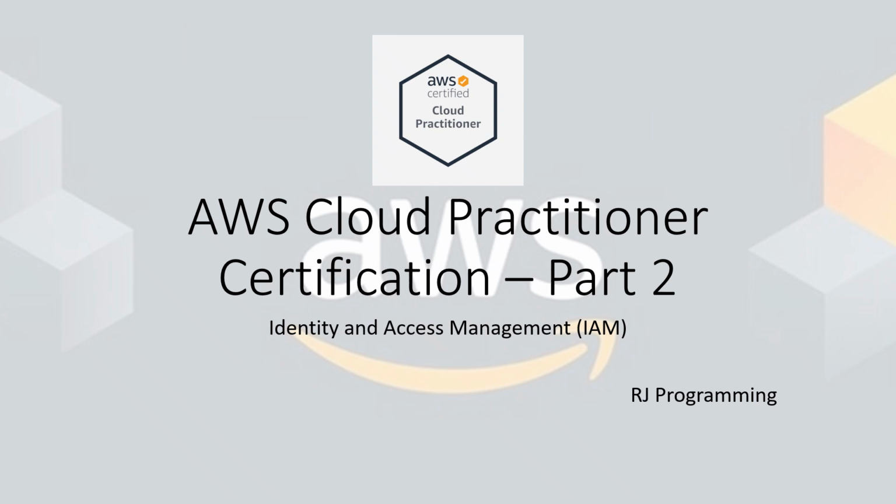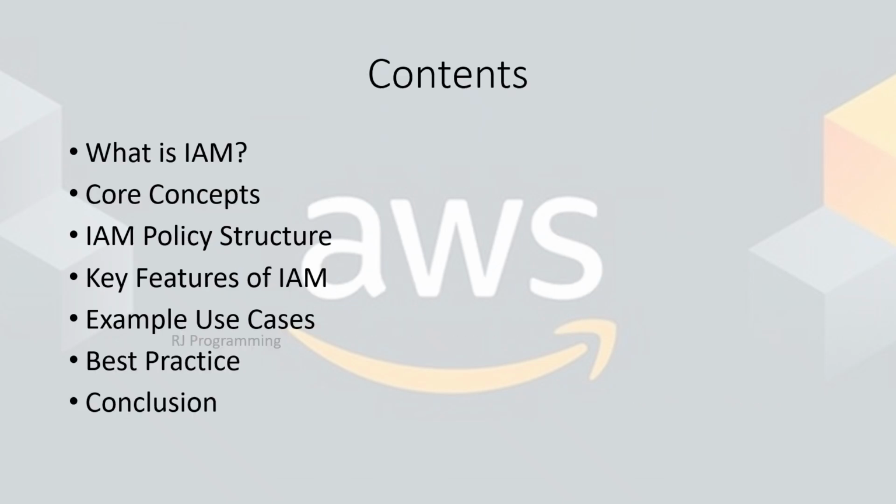IAM is a core security service in Amazon Web Services that helps us control who can access which resources in our cloud environment. Think of it as the security guard of AWS. It decides who gets in, what they are allowed to do, and keeps track of their actions. In this video, we'll be discussing the following topics. You can move on ahead to any topic you like.